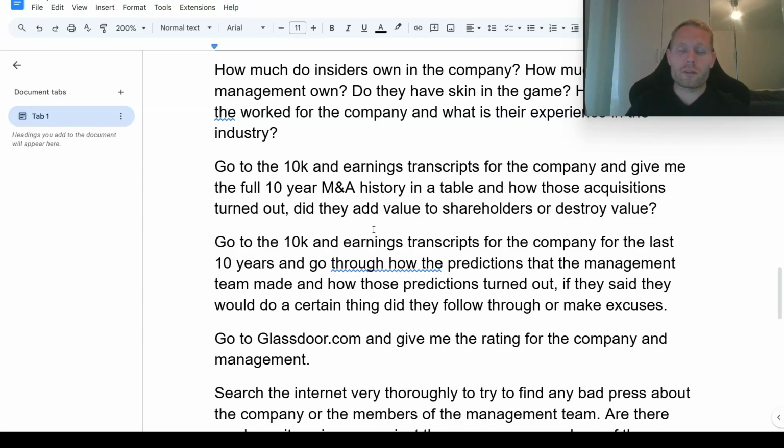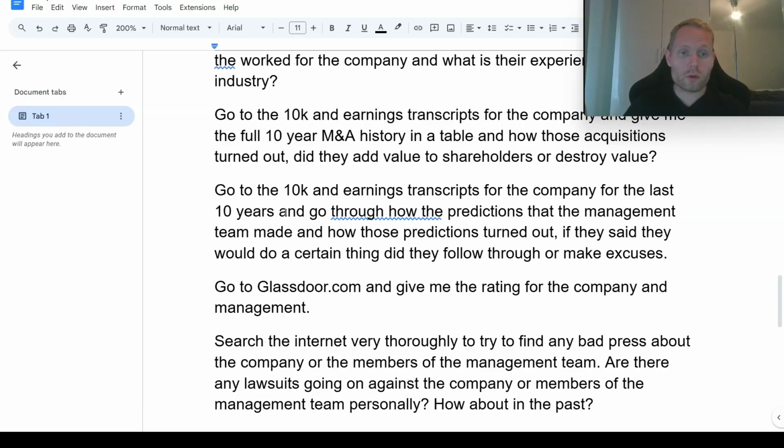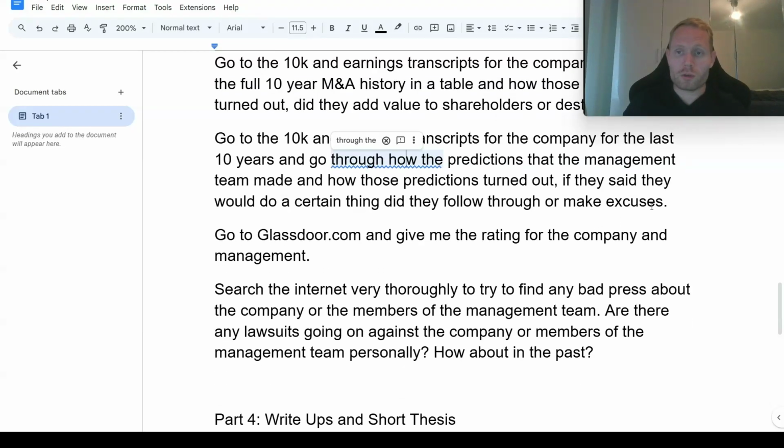But we also have to look into if the selective acquisitions for Arista have been adding value to shareholders or destroying it. We're going to have Grok go to the 10K and earnings transcript for the company for the last 10 years and go through how the predictions that the management team made turned out. If they said they would do a certain thing, did they follow through or make excuses? This is concerning management integrity, and this is something you get a feeling for when you listen to the earnings calls and go through old transcripts.